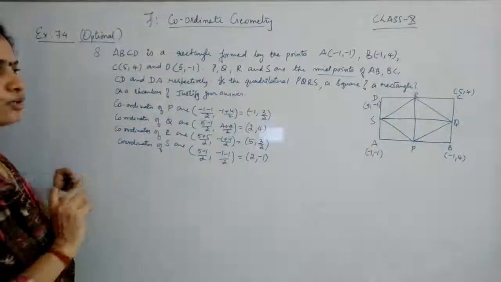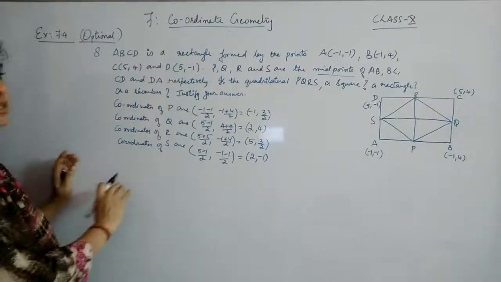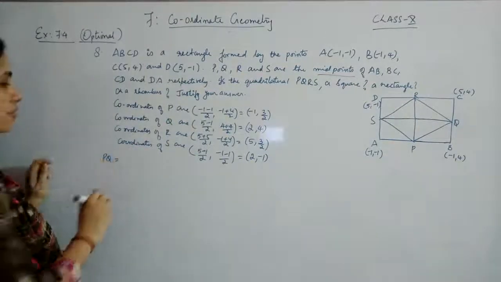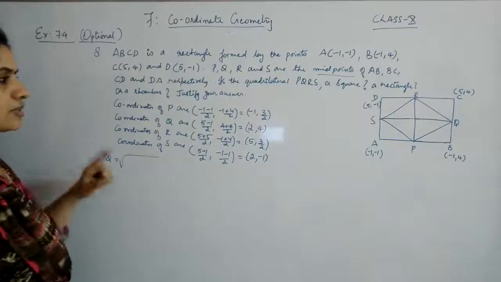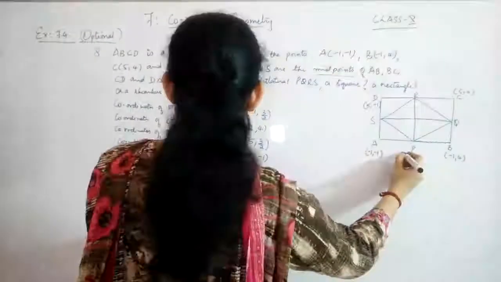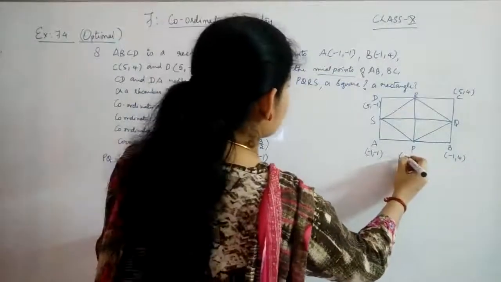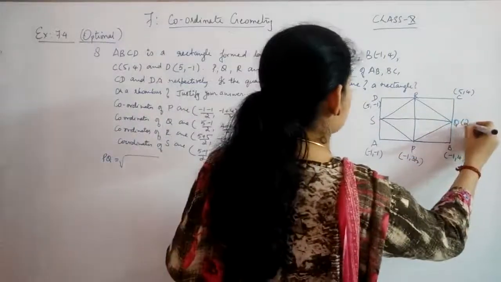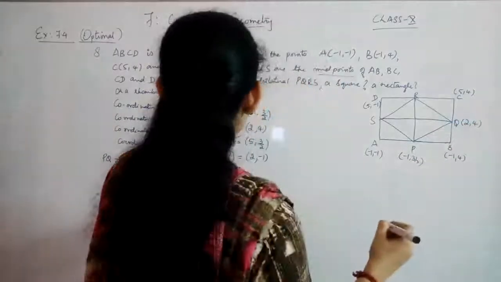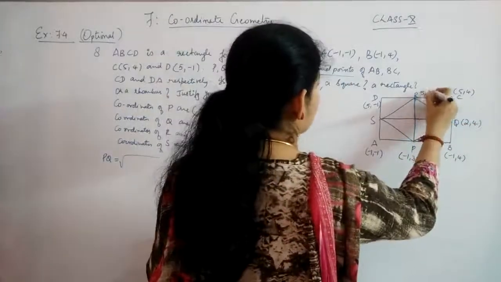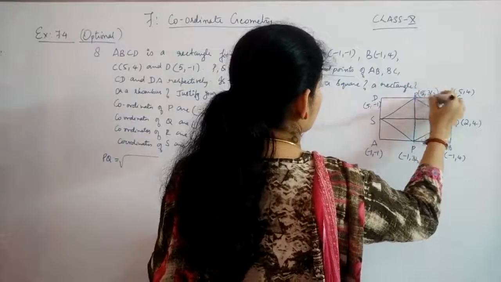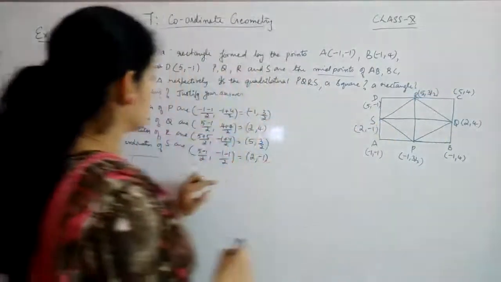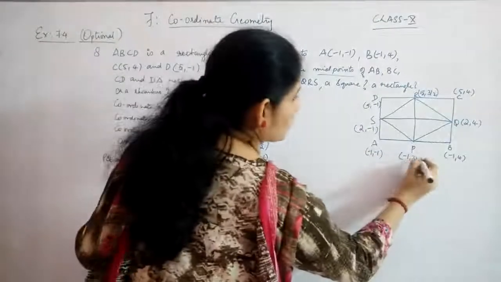Now you need to find out the distance, that is the length PQ. PQ you can find out using your distance formula, which is root of, right? So I'm just replacing the values in order to find this easily. P is -1 comma 3 by 2, Q is 2 comma 4, R is 5 comma 3 by 2, and S is 2 comma -1. Okay, now go for PQ.